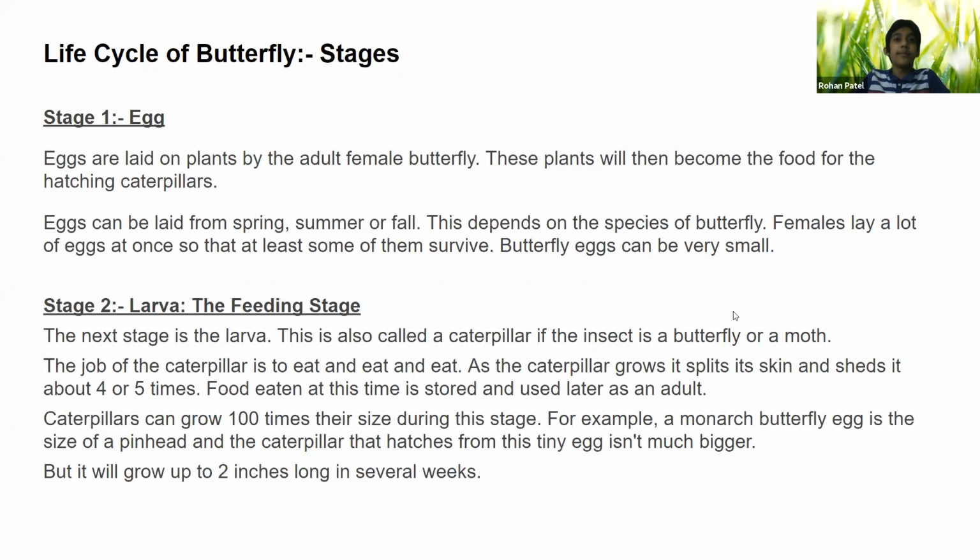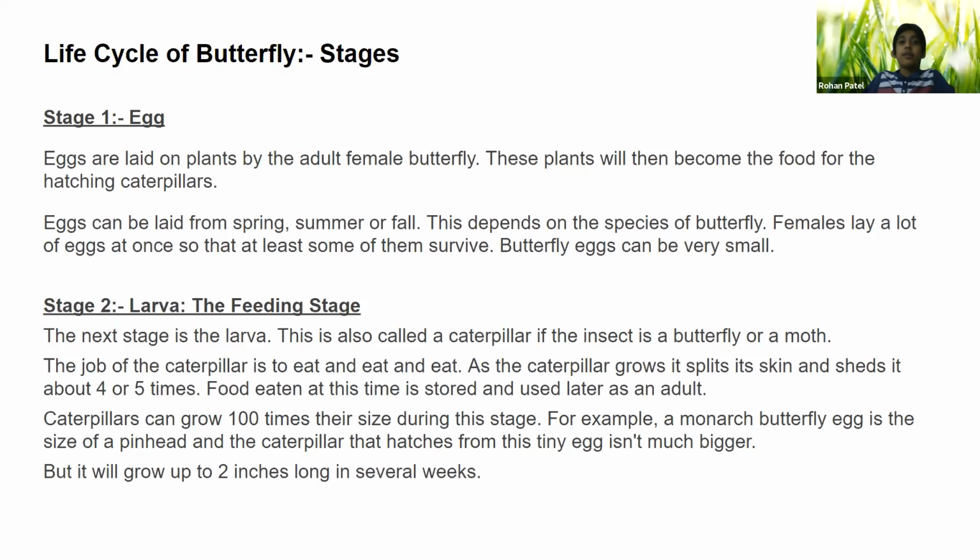Stage 1, the egg. The egg is laid on plants by the adult female butterfly. These plants will then become the food for hatching caterpillars, which then eat the leaves that they hatched on. Eggs can be laid in spring, summer, or fall, and this depends on the species of butterfly. Females lay a lot of eggs at once so that at least some of them survive. Butterfly eggs can be very small.